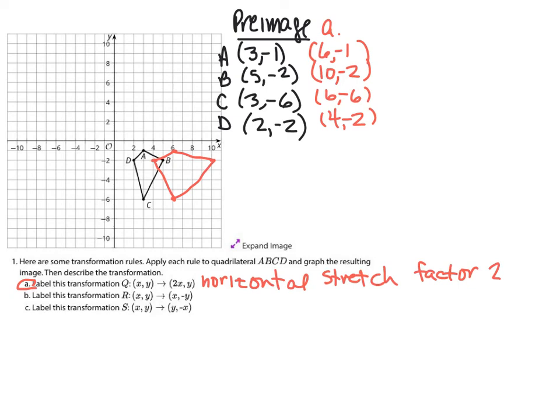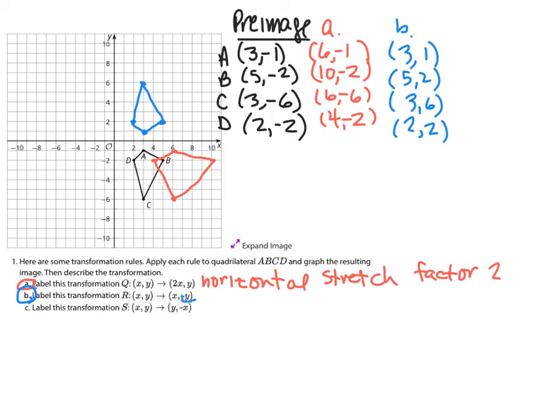All right, let's try the next one in blue. Okay, with this one, if we notice, it's our y value that changed signs, and we ended up with a reflection over the x-axis. Even though it's our y value that changed signs, went from negative to positive.